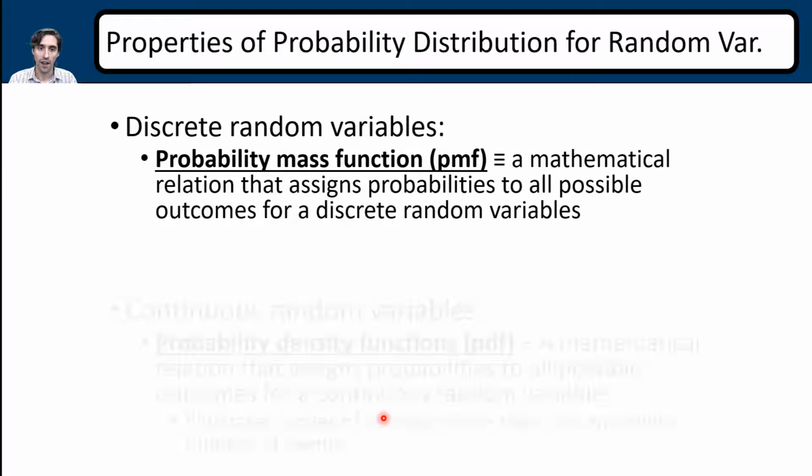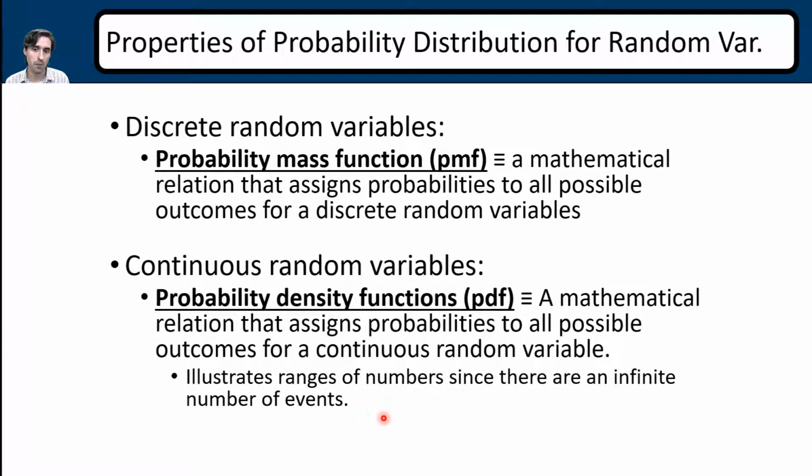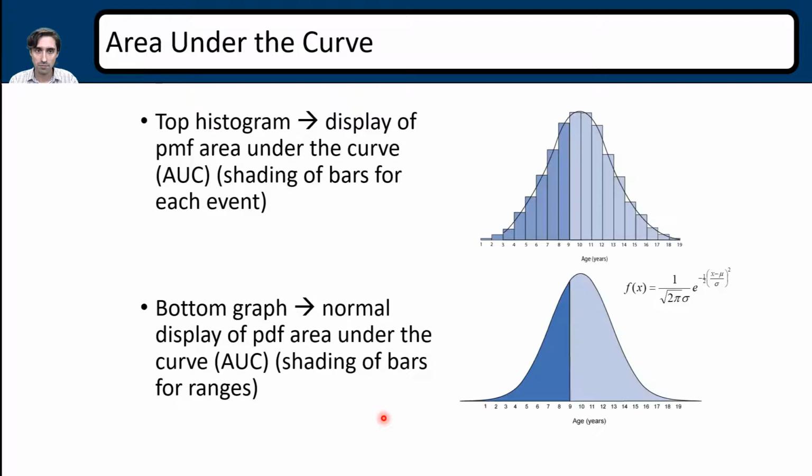Whereas a continuous random variable has the probability density function, or PDF. Here's the difference between the two. There's really not much other than one is discrete and one is continuous. That's all you really need to know about this. Discrete is PMF, continuous is PDF. Voila. This is an example of both.